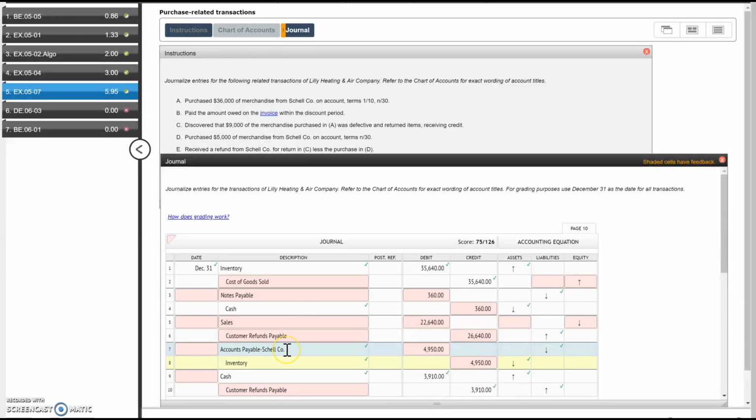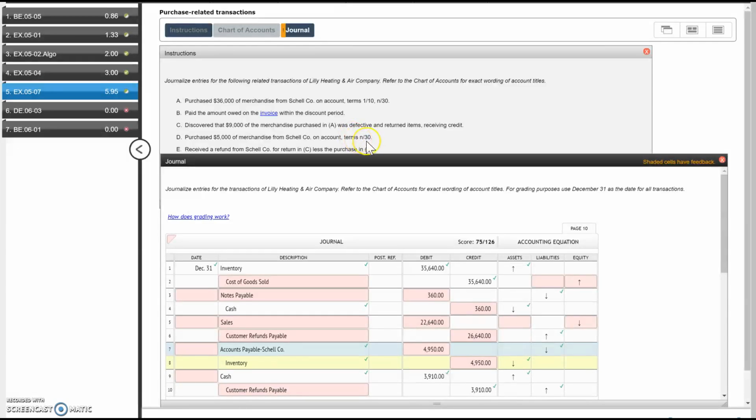We want to debit the inventory because we're now getting it, just like we did up here, because it's really the same kind of transaction. We're purchasing inventory and we're doing it on credit. So we want our transaction to look just like it does here, except with a different dollar amount. So you want to do the same thing you did up here in this very first transaction, but with this particular dollar amount. But it's for 5,000.